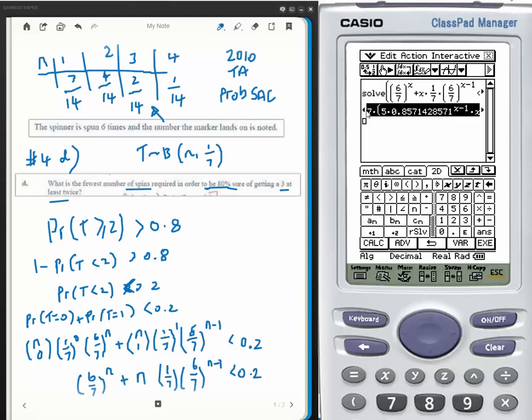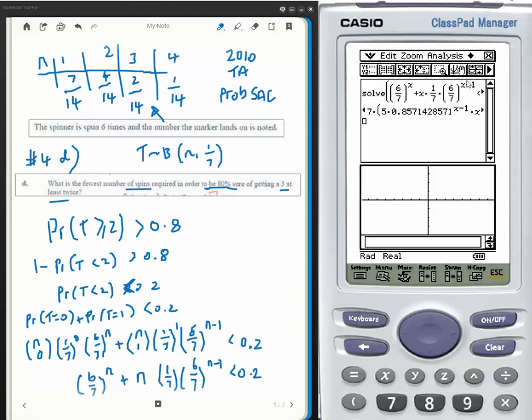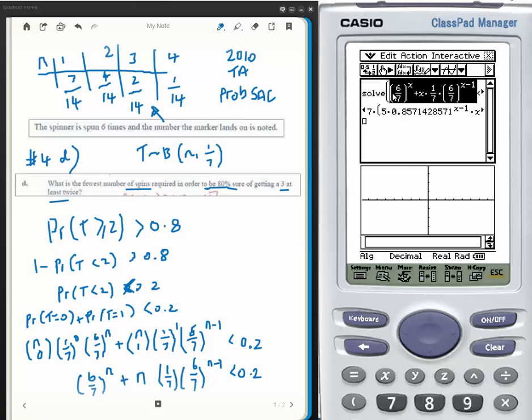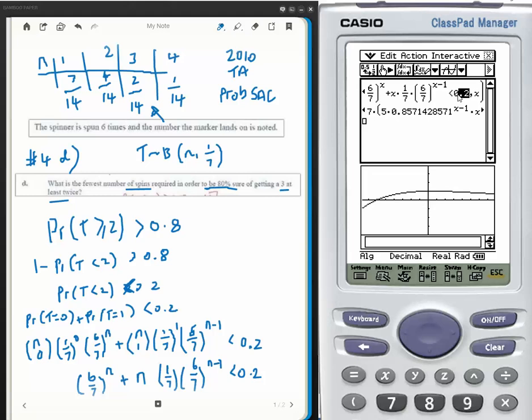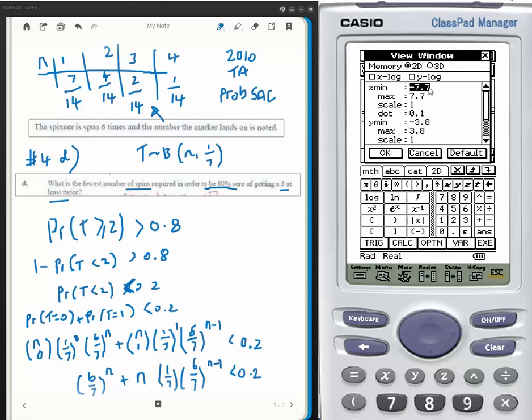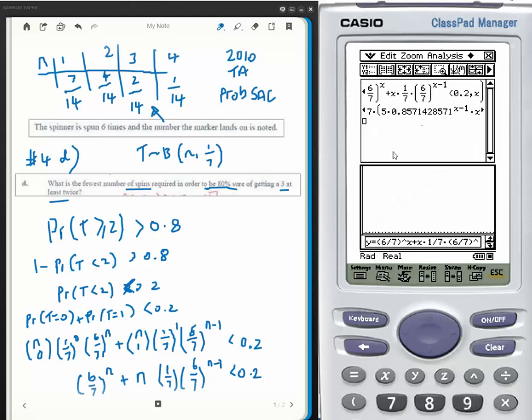So what I'll do is, I will open up a window, I will take this, I'll drag and drop, I will take this, I'll drag and drop, and it looks as if there's an answer over here that's negative, and there's an answer way over there that's positive. So I'll change my window and I'll go from 0 to say 40, and I know it's 0.2, so 0, and I'll make that 0.4. Okay, and there is my graph.